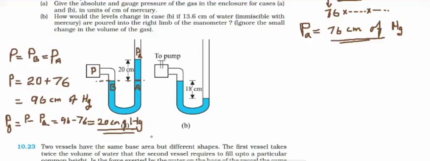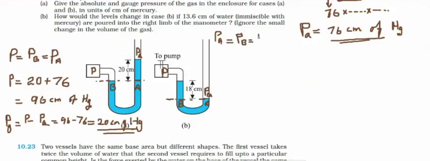Now apply the same concept for diagram B also. We have the horizontal line here. Here we have the atmospheric pressure and 18 centimeter of mercury, and take pressure P inside the container. We have to make the equation. Pressure at A is equal to pressure at B.